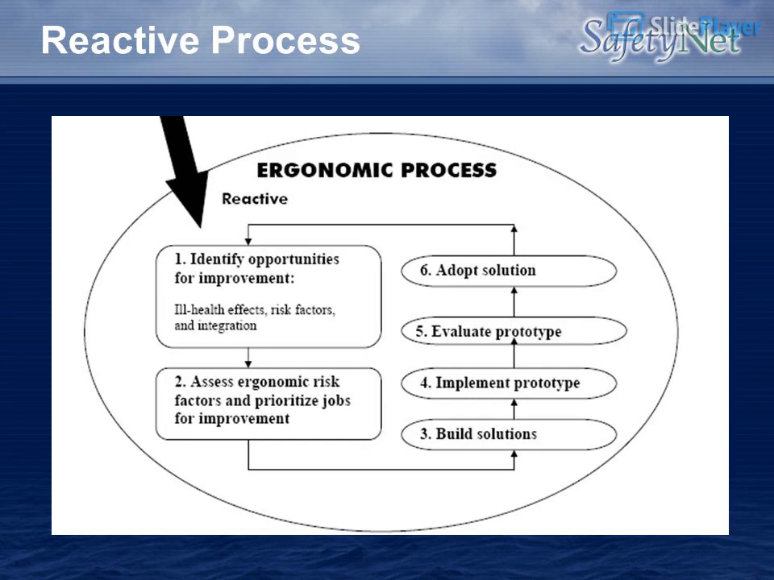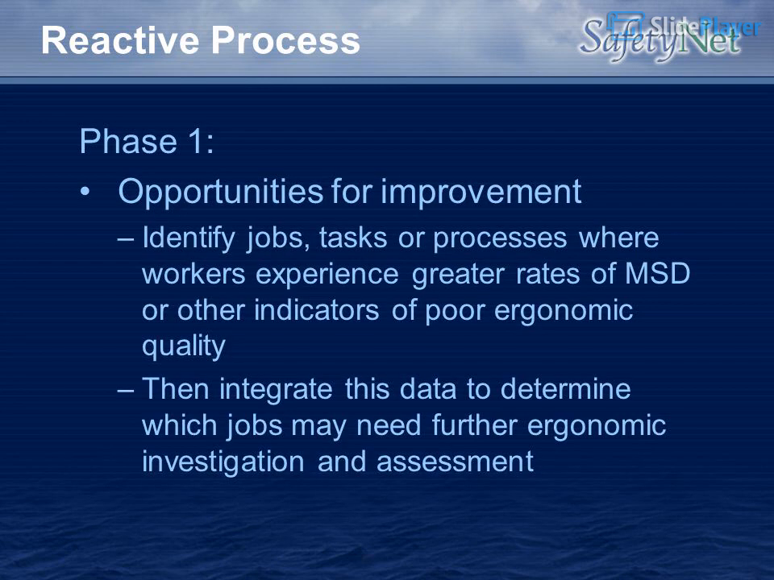Reactive process. This part of the process addresses the immediate ill health and other concerns due to poor ergonomics. Phase 1, opportunities for improvement. Identify jobs, tasks or processes where workers experience greater rates of MSD or other indicators of poor ergonomic quality. Then integrate this data to determine which jobs may need further ergonomic investigation and assessment.